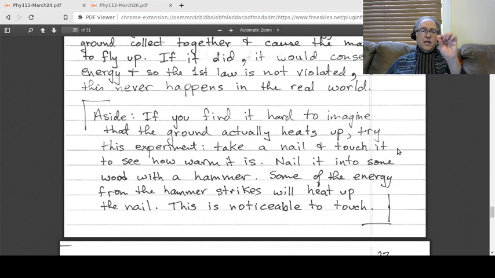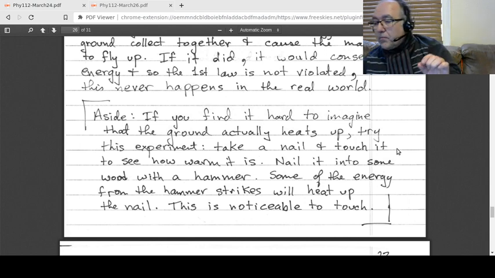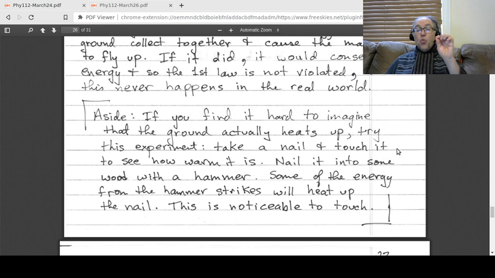Now, what happens is you touch the nail when you first put it there, and the nail is at room temperature, 20 degrees Celsius. But as you keep smacking it with a hammer, you discover that the nail gets warmer and warmer and warmer. And it can get significantly warmer. Then you notice it and you go, well, what's going on? What's causing this nail to get hotter? And the answer is the energy from the hammer strikes is going into the nail, and it's becoming heat.